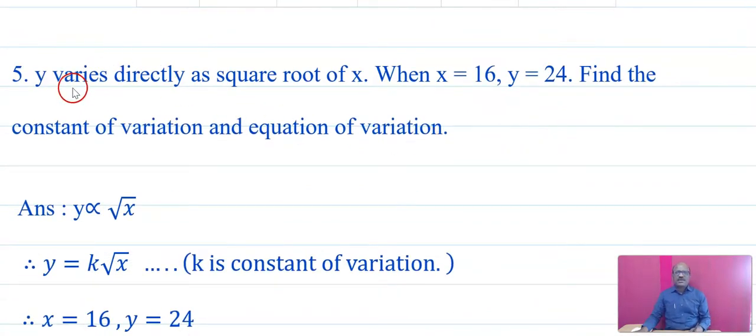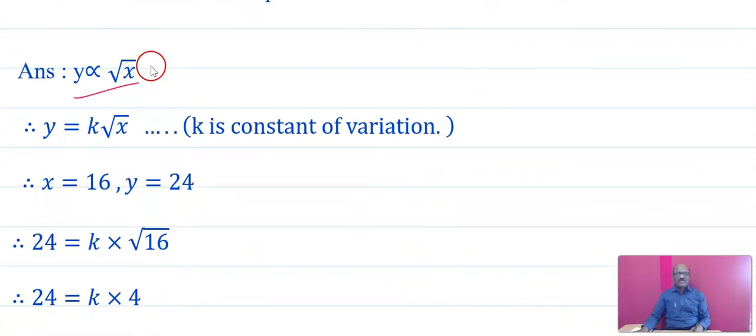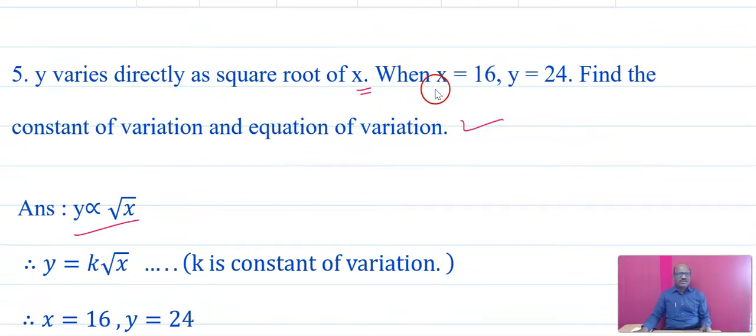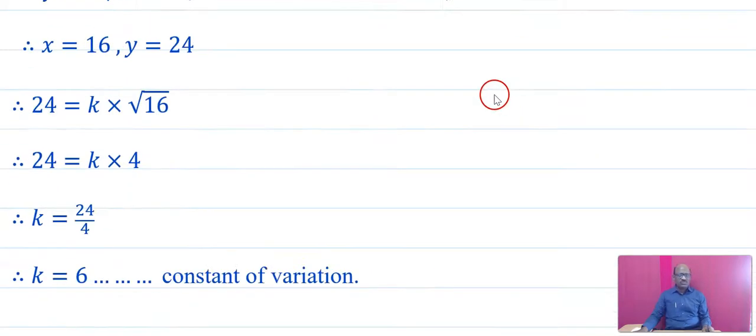Now problem number 5. y varies directly as the square root of x. When x = 16, y = 24. Find the constant of variation and the equation of the variation. Now we have the statement y varies directly as the square root of x. Therefore, y is directly proportional to the square root of x. Therefore, the equation of the variation is y = k√x, where k is the constant of variation.